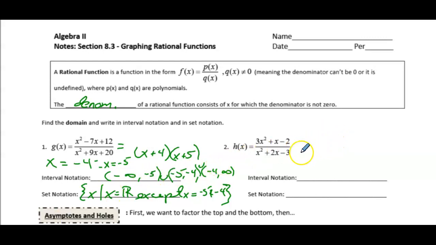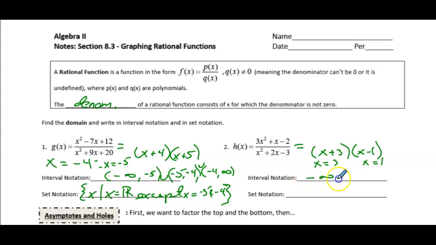Let's look at this next one. We need to be able to factor that denominator, because all I'm finding is the domain. We'll take care of the numerator stuff later. So we have x plus 3 and x minus 1. For interval notation, the two things I cannot have: x cannot be equal to -3 and 1. If I solve it, I get -3 and I get +1.